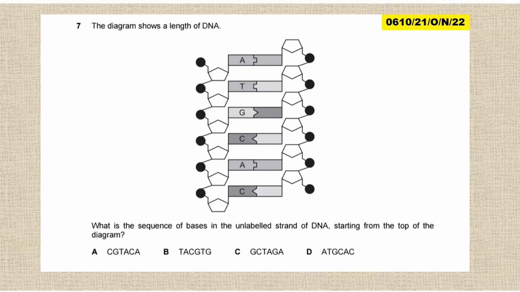The diagram shows a length of DNA. This one is paper 2, variant 1, October-November 2022. What is the sequence of bases in the unlabeled strand of DNA, starting from the top of the diagram? The unlabeled part is this one. What does A pair with? T. What does T pair with? A. What does G pair with? C. C, G. Then this one, T. Then this one, G. So it will be TA, the one that starts with TA. So not this one, not this one, not this one. TA, CG, TG. Yes, so the answer is B.